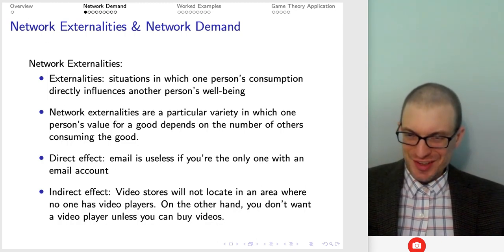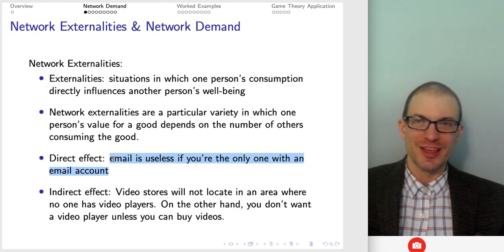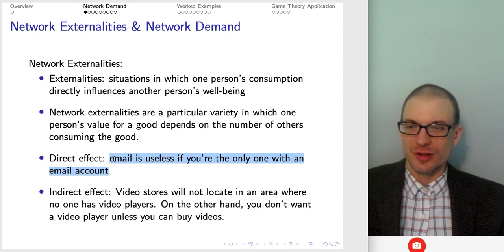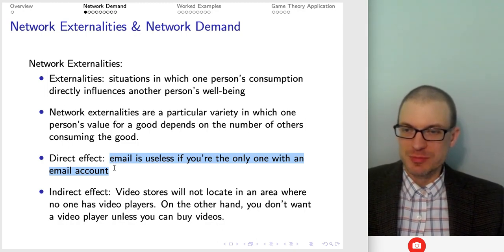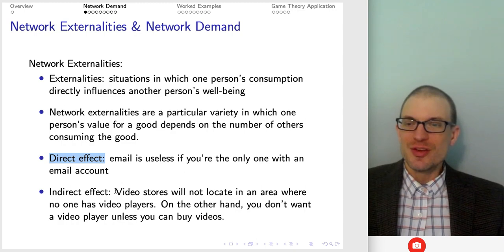Well, I say here email is useless if you're the only one with an email account. That's not literally true. I like emailing myself stuff so that I've got it. I don't necessarily trust some of the cloud and Dropbox type stuff, so I like emailing myself a lot of stuff, but definitely email is more useful if there's more people with email. So that's the direct effect. Then there's an indirect effect.